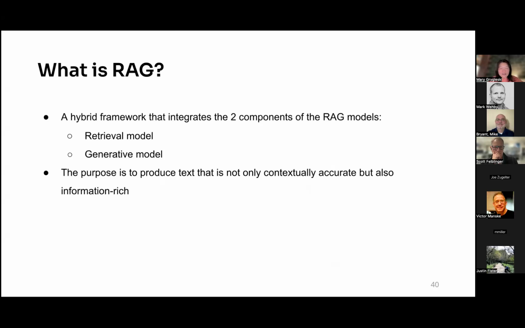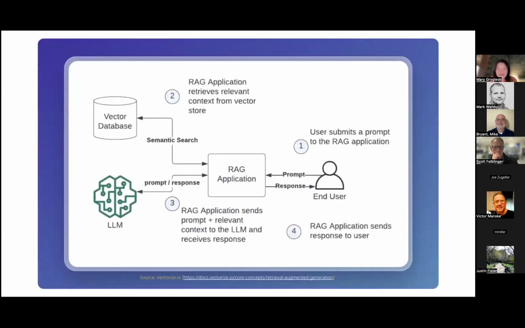So why is it so? Because you want to produce text that's not only conceptually accurate, but also information rich. So let's take a look. This particular diagram explains this at a very high level. I'm already hiding a lot of things in here, but you can also take a look. The source, I took it from Vectorize, a company that specializes in building RAGs and agentic RAG these days.